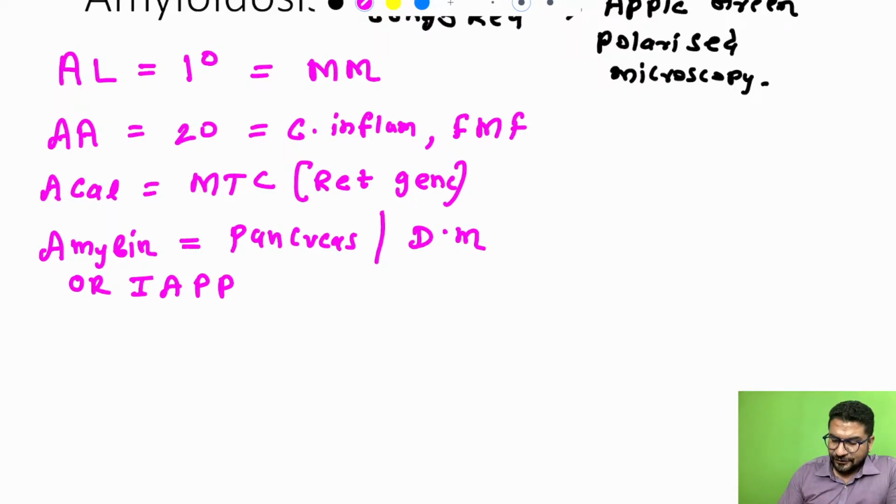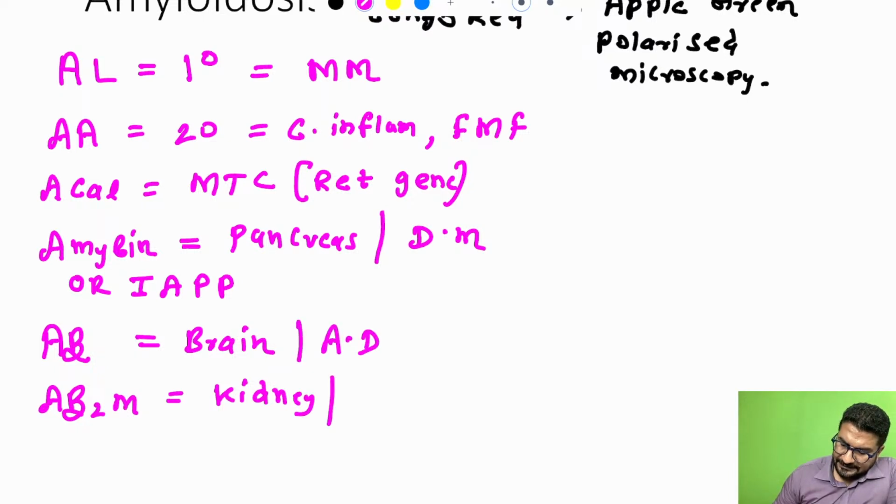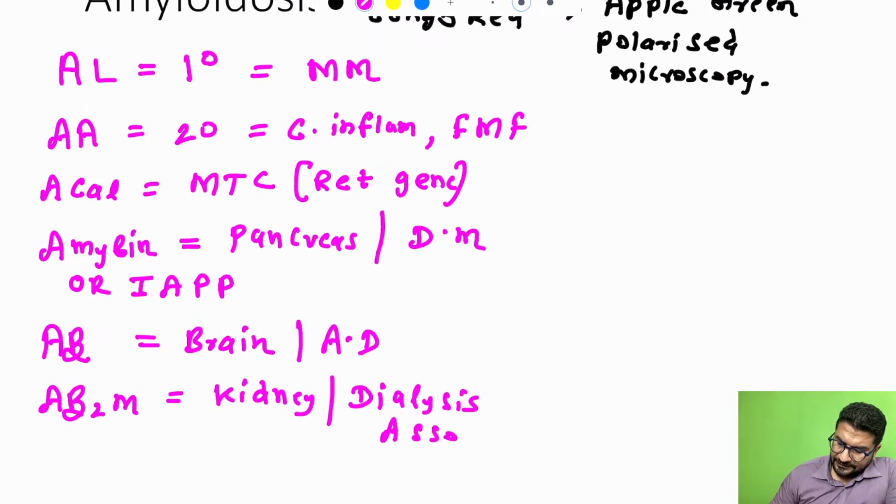Next amyloid which you have to remember is A beta and A beta 2M. A beta amyloid is seen in your brain, in Alzheimer disease, and A beta 2M is seen in your kidney. In the kidney we also call this dialysis associated amyloid.